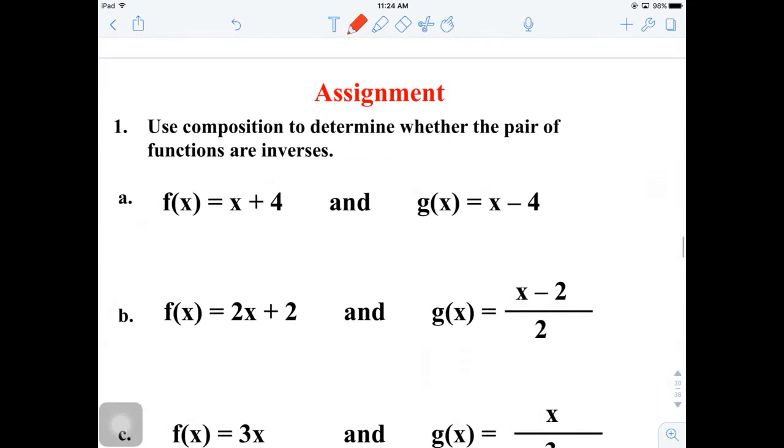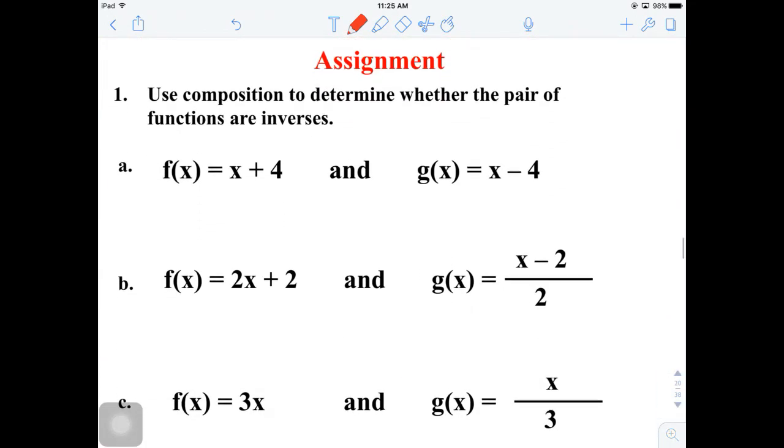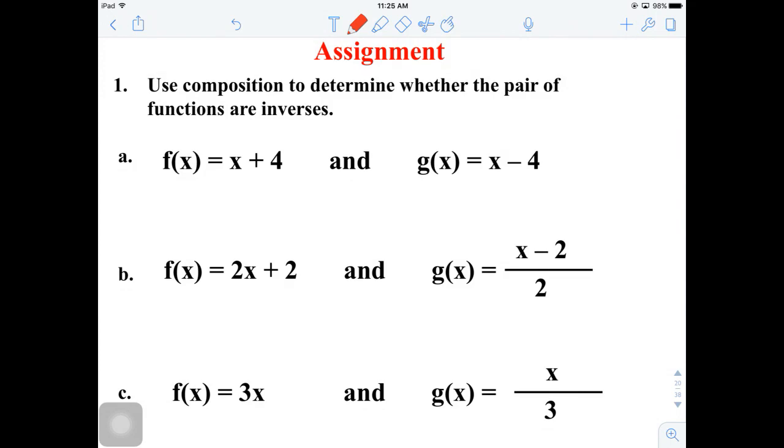And now I have a few problems for you to actually try. So go ahead and try these problems to see if you know how to perform the operations to verify whether they're inverses of each other. So go ahead and pause the video and make sure you try all these 3 problems before you see the answers, okay? And here we go.